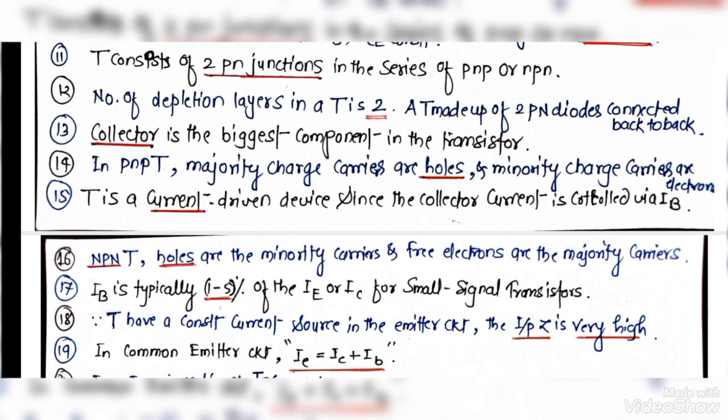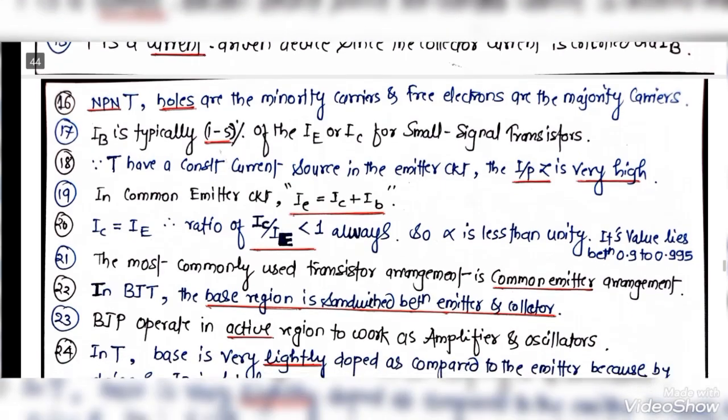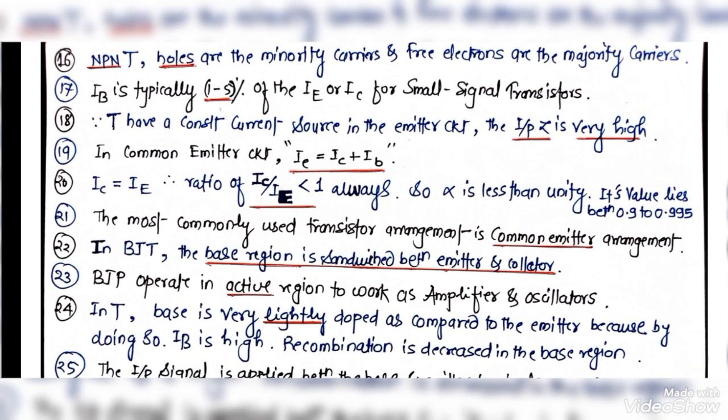In PNP transistor, majority charge carriers are holes and minority charge carriers are electrons. Transistor is a current driven device since the IC is controlled via IB, that is collector current is controlled via base current. In NPN transistor, holes are the minority carriers and free electrons are the majority carriers.